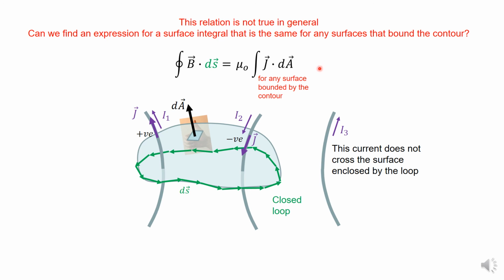So the question is, can we fix this expression or find an expression, maybe related to this, maybe by adding something, maybe by changing it in some way? If we find a new expression for which the integral over any surface will be the same, then that would be very useful, because if we were able to find a surface integral that's the same for any surface bounded by the same contour, then it's plausible that you could have a correct expression for Ampere's law that will be valid for any situation. So that's what we're going to look at in the next part.